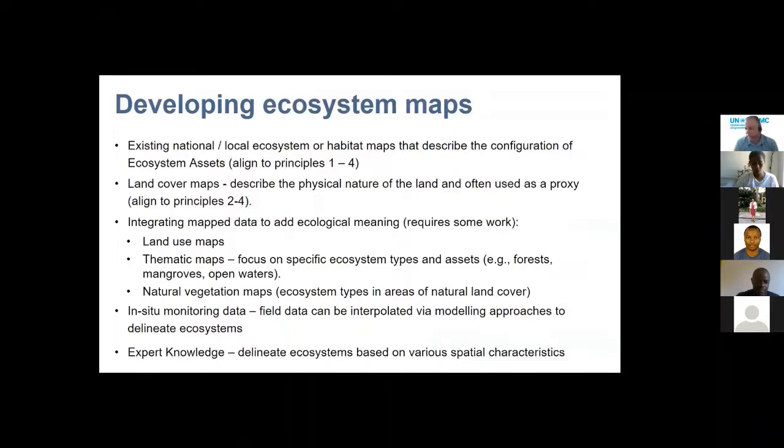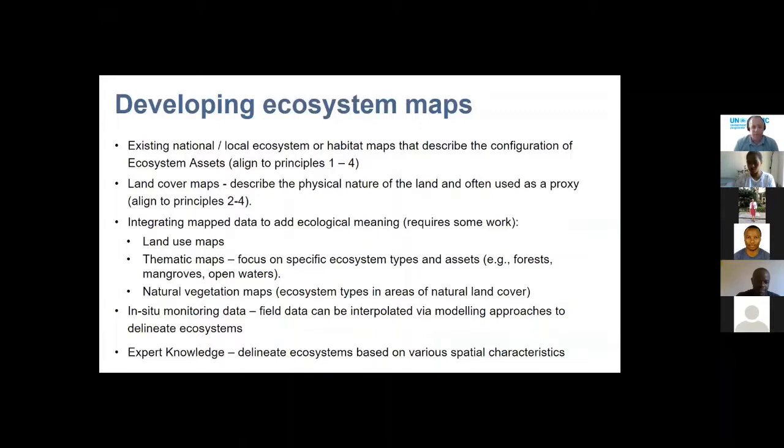Then if you're feeling confident and have time, you may think about integrating different map products to really try and add a bit more ecological meaning to those land cover maps. So by using maps of land use, so you can understand where forestry areas might be.